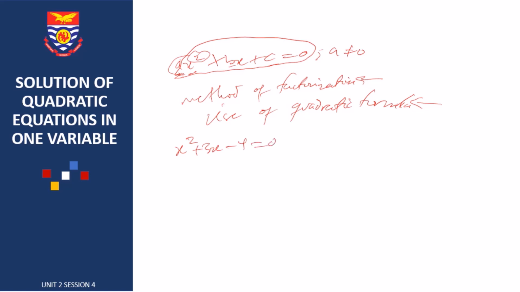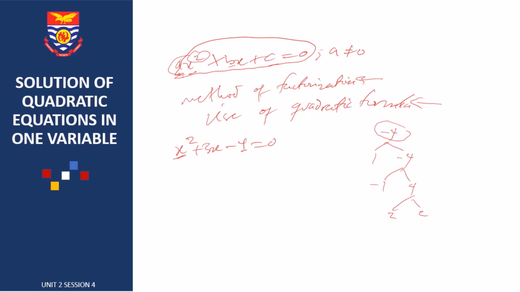I can simply solve this by factorization. Now, if I want to solve this by factorization, I'll multiply the coefficient of x squared here by this. The coefficient of x squared is 1, so 1 times minus 4 is minus 4. I'll then look for factors of minus 4 that, when I add, I'll get 3. Here I can have 4 and minus 1, I can have 2 and 2, or I can even have minus 2 and positive 2.